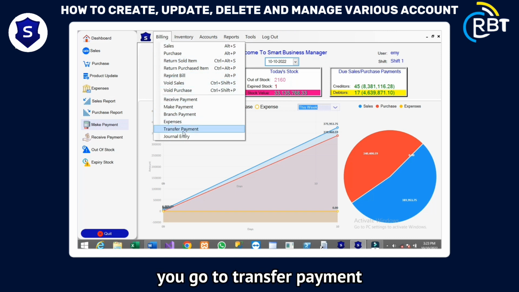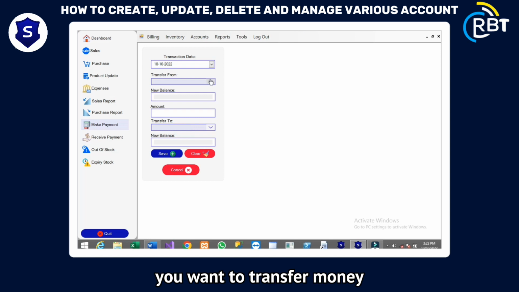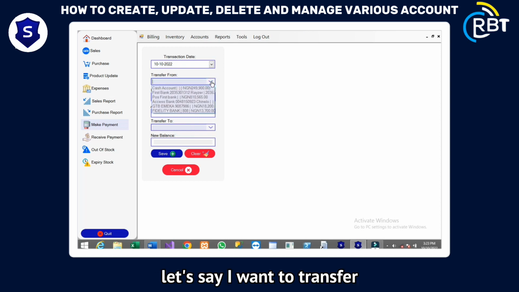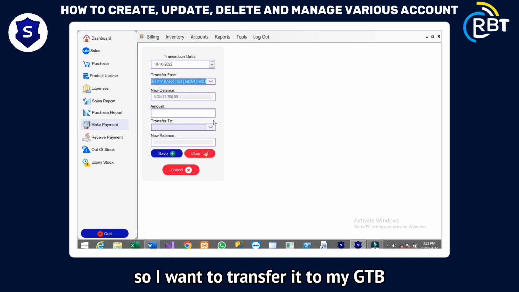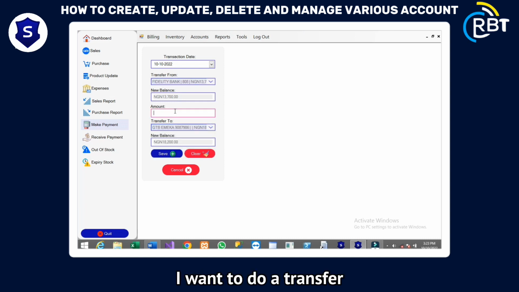You go to transfer payment and you want to transfer money. Let's say, for instance, my Fidelity Bank has 13,700, so I want to transfer it to my GTB. Yes, I want to do a transfer. So it's just very simple.